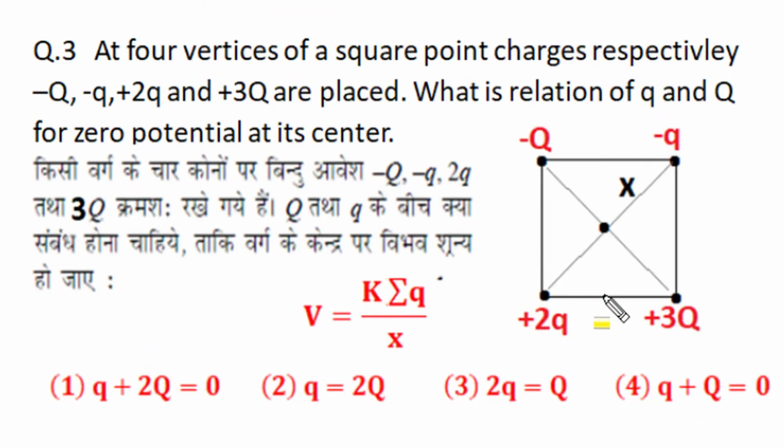At the 4 vertices of a square, point charges -Q, -q, +3Q and +2q are placed. Now it is found that the resultant electric potential contributed by these 4 charges at the center of this square comes as 0. Then we have to find a relation between the magnitude of small q and the magnitude of capital Q.